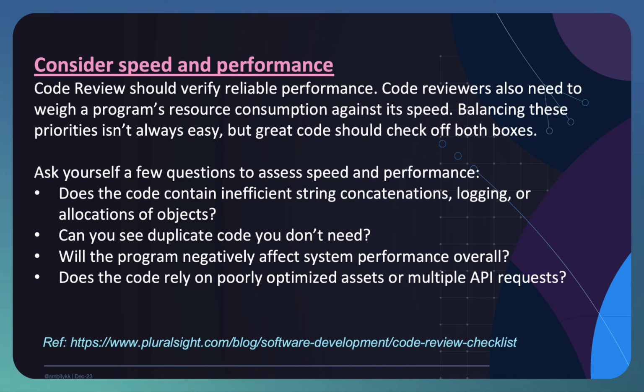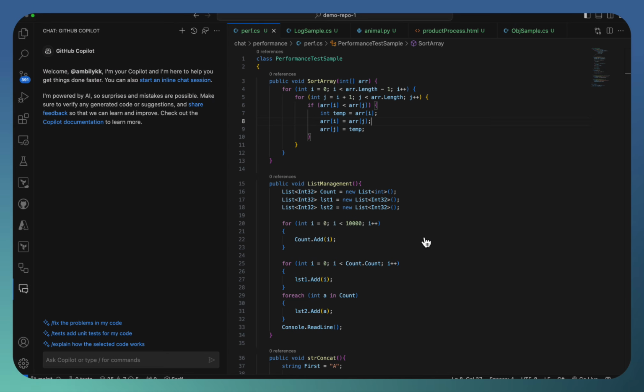So some of the questions are listed as part of Pluralsight. We will be reusing these questions, also looking at other aspects of the code review in terms of how to improve, or whether the code is aligned to the speed and performance aspects. So without further ado, let us move into the code.